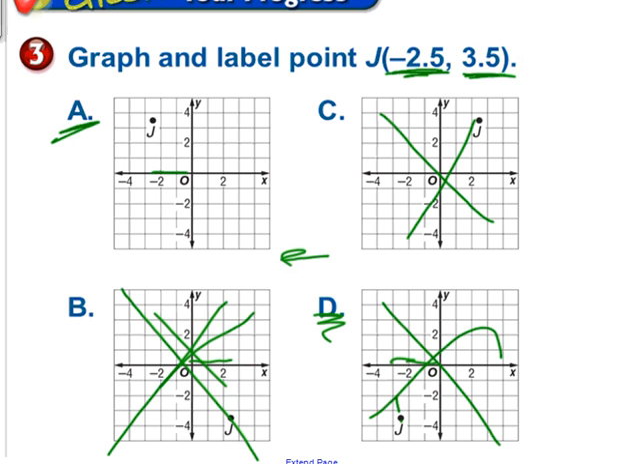If I look at D here, I go 3.5, but on this one it goes down 3.5, so it cannot be D. The answer must be A, but let's check. We go back 2.5, checks out. We go up 3, 1, 2, 3.5. It does check out. A is the answer.